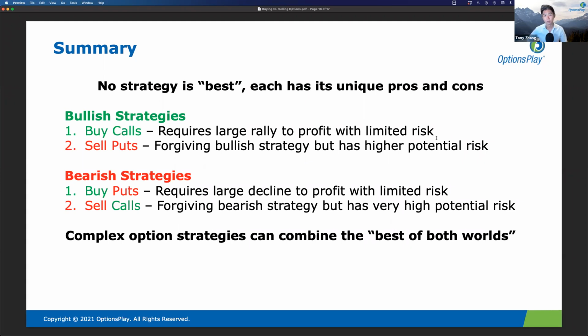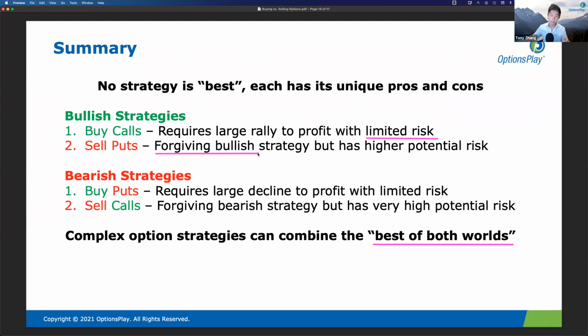And I hope for those of you that are new, or for those of you that are learning how to trade options, that this inspires you to take a look at more complex option strategies, because what we learned here today is just the starting point. It's just the building blocks. This is not the end of the road, because when you trade more complex strategies, you can actually combine the best of both worlds. You can have limited risk and still have forgiving strategies.